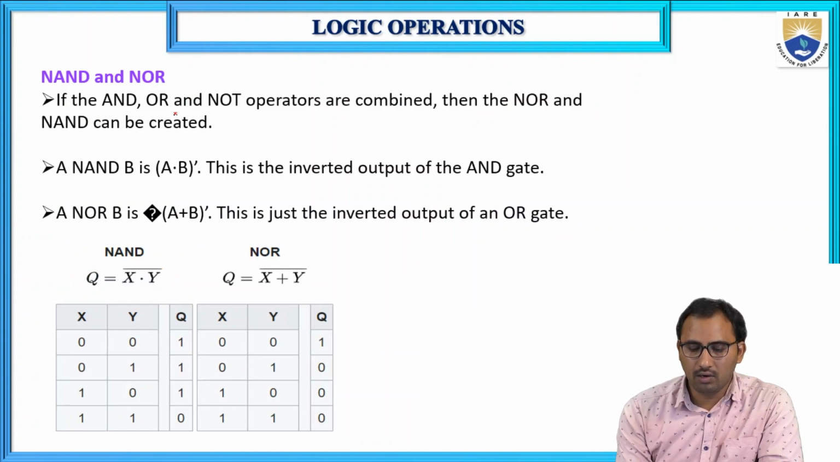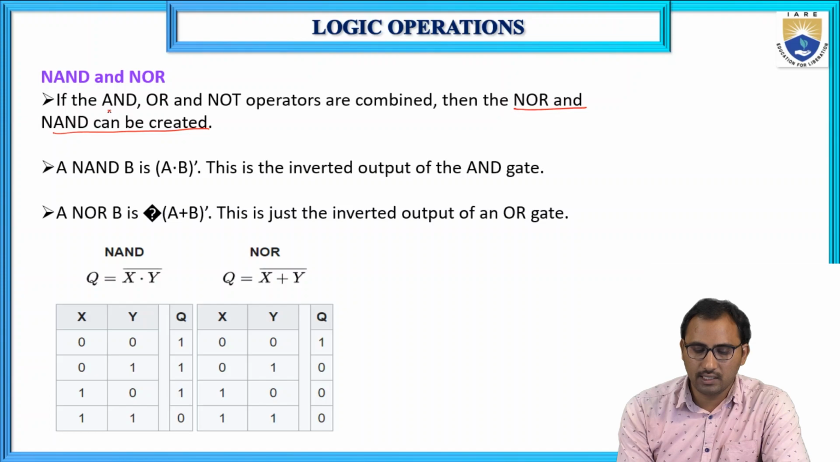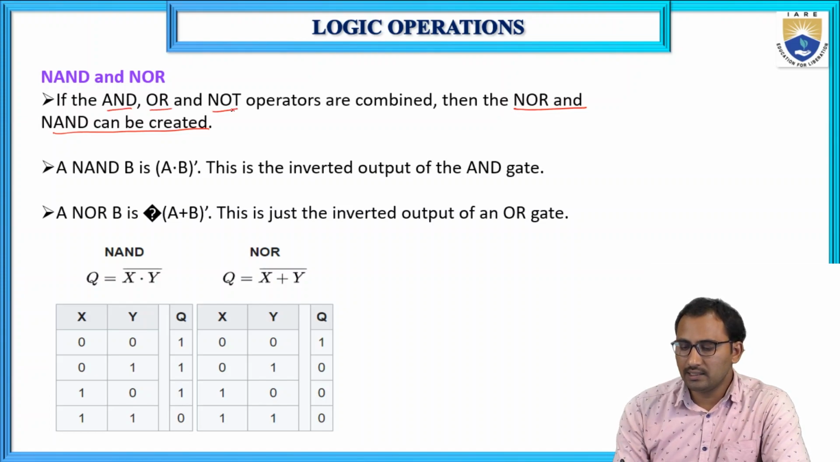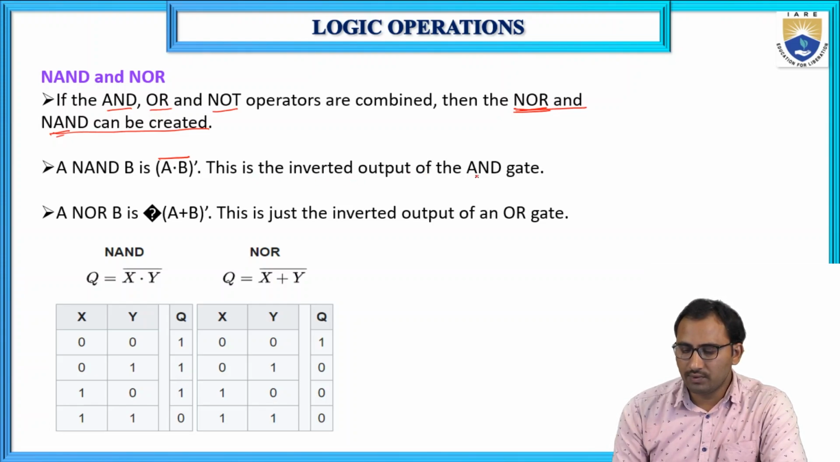So if the NAND, NOR, OR and NOT operations are combined, then the NOR and NAND gates can be created. So using these three basic gates AND, OR, NOT, we can realize the NOR operation and the NAND operation. So what is NAND? NAND is a complement of the AND, so (A·B) whole bar. That is equivalent to the NAND operation. This is an inverted operation of the AND gate.